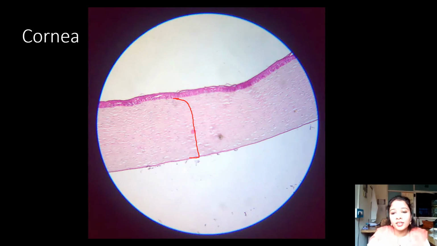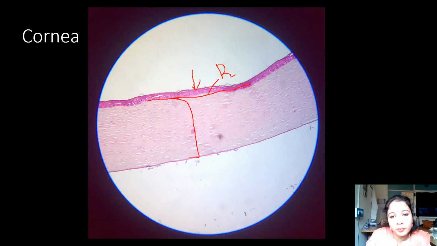So this cornea is transparent because the light should enter inside the eye through the cornea, and it has the outermost epithelium, which is the stratified squamous non-keratinized epithelium. Below, the epithelial cells are resting over a basement membrane. I am drawing a line over this basement membrane, which is called the anterior limiting membrane, also called Bowman's membrane.